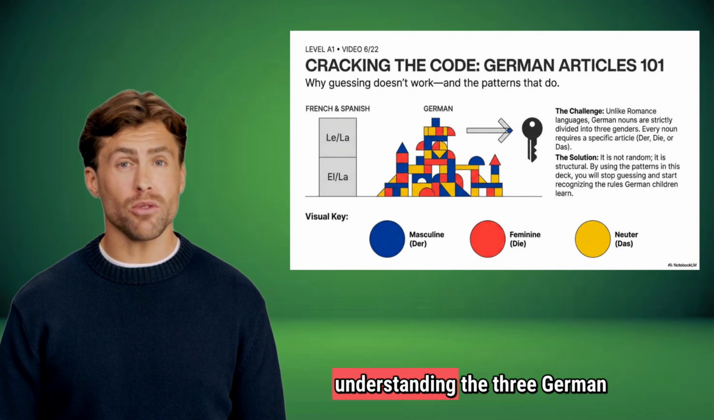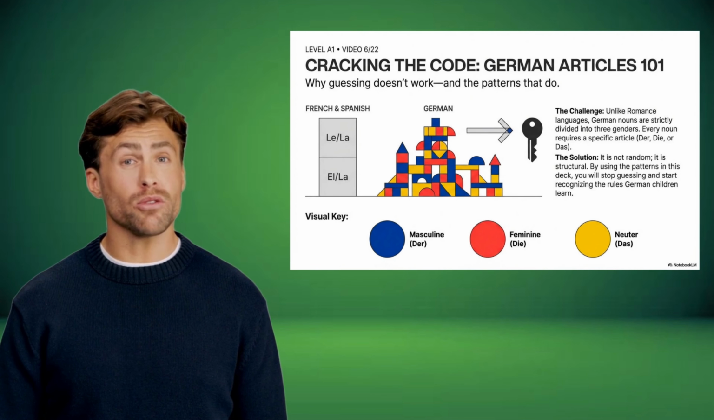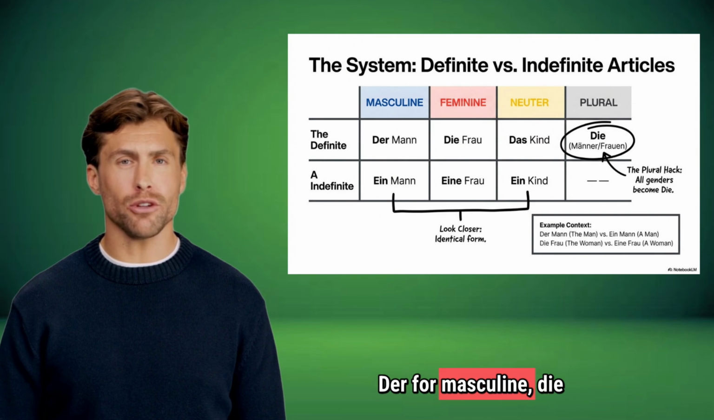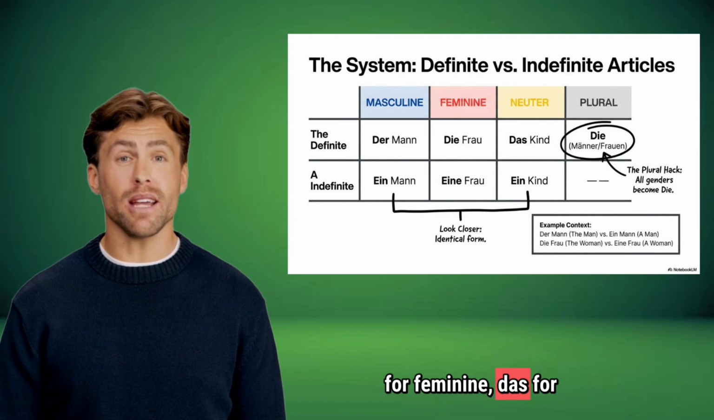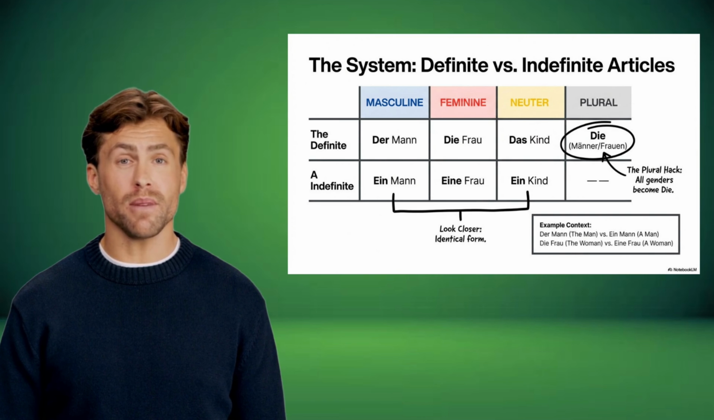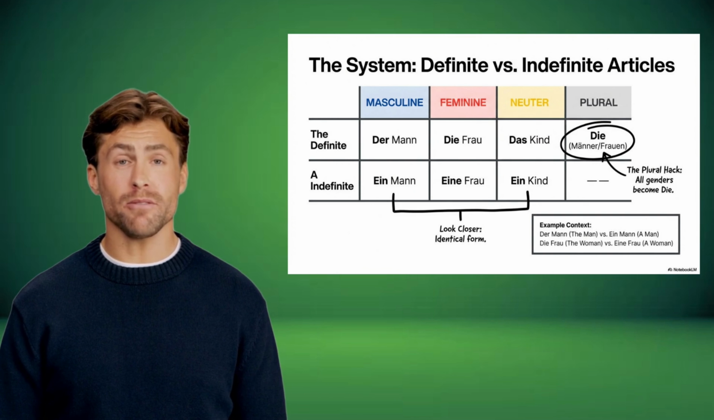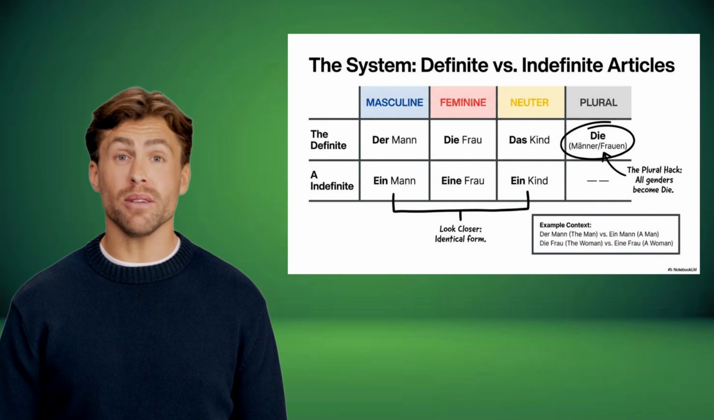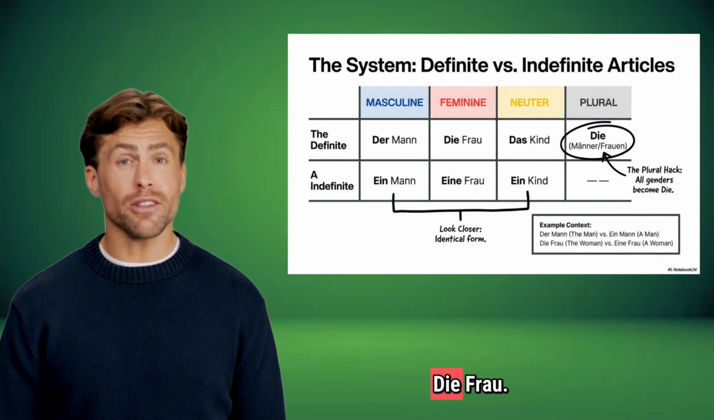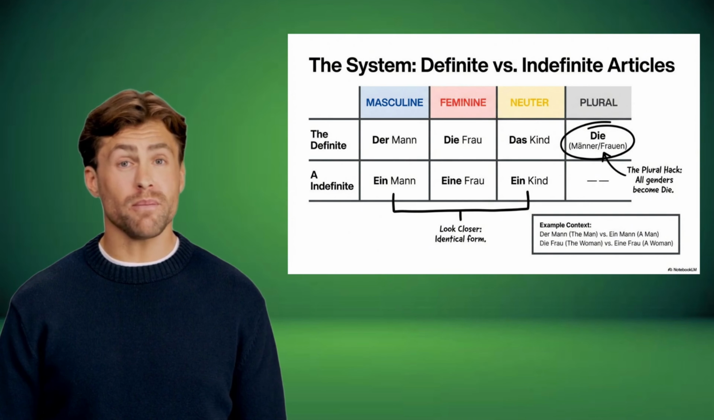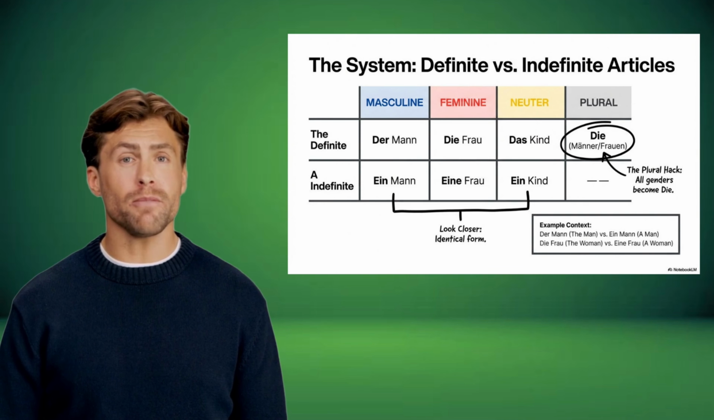Alright, let's start with understanding the three German articles. German has three definite articles. Der for masculine, die for feminine, das for neuter. The man, masculine. Der Mann. The woman, feminine. Die Frau.